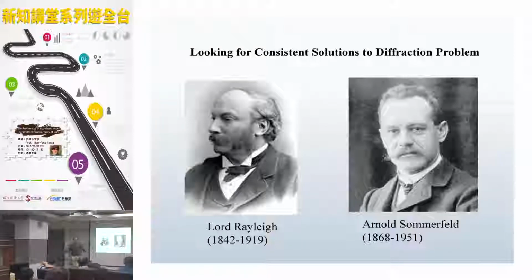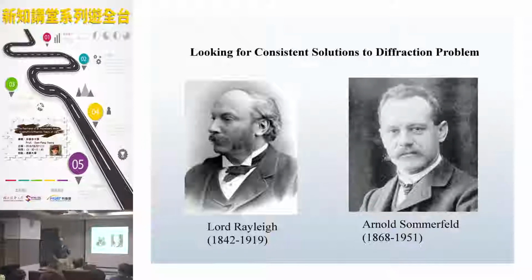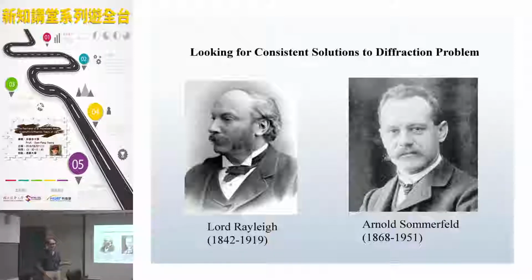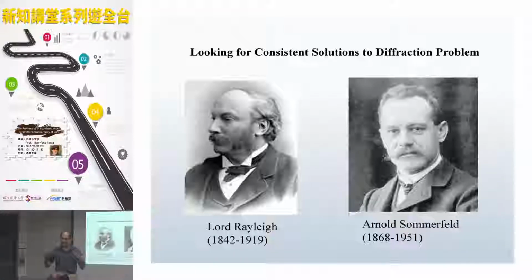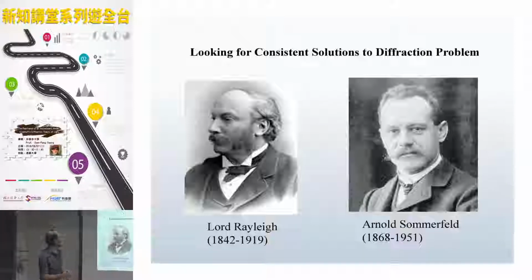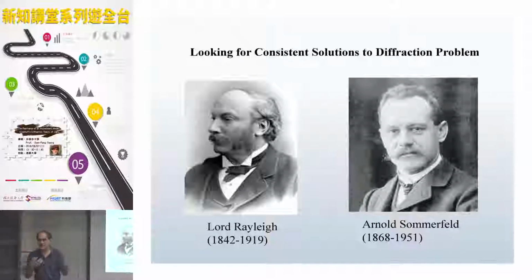Then Poincaré showed in 1892 that Kirchhoff theory was inconsistent because his diffractive field could not reproduce his boundary condition. And then some scientists began to ask what could be a consistent theory of diffraction. In other words, how can we come up with a consistent solution to the diffraction problem? Well, 2 major scientists contributed to that effort.